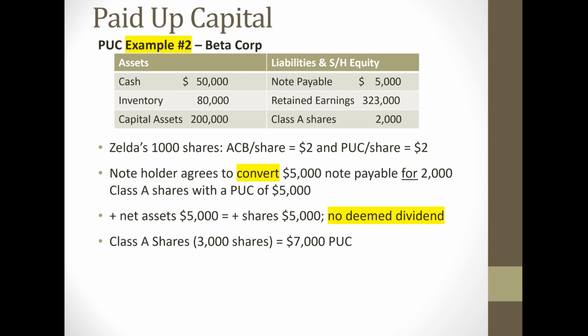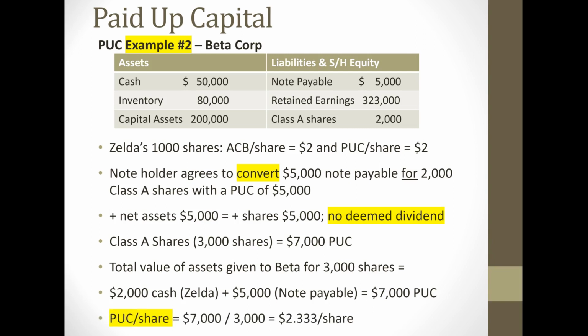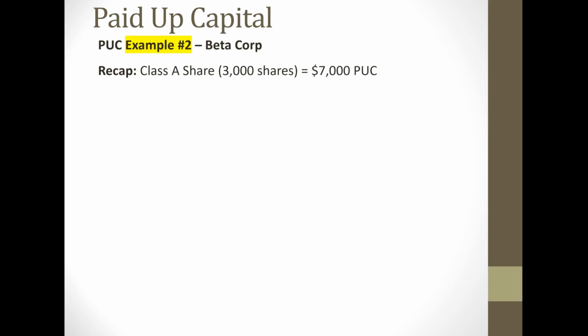So let's recap how we got that 7,000. The 7,000 was the original $2,000 cash that Zelda gave the corporation, and also the conversion of the $5,000 notes payable. So the net assets, the total value of the assets that were given to Beta for the 3,000 shares was $7,000. That's how we get the total PUC of $7,000. Now, the PUC per share is the same for all the shareholders. So for Zelda and also the new shareholders, the PUC per share is $2.33 approximately.